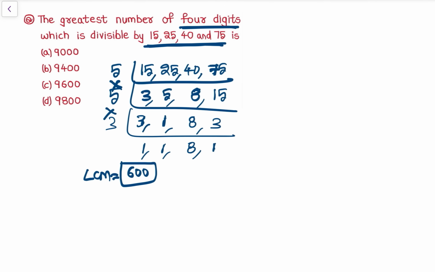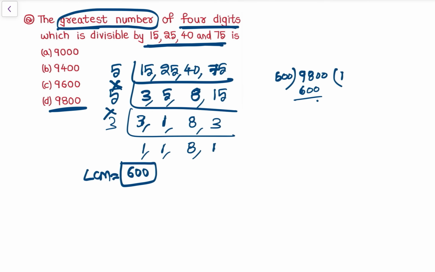Now the greatest 4 digit number which is a multiple of 600. So divide by 600; the number that gives remainder 0 is divisible by all of these. 9800 divided by 600: 6 ones are 6, 6 6s are 36, 3600. So we are left with 200 as the remainder. So this is not the greatest number which is divisible by all these numbers.